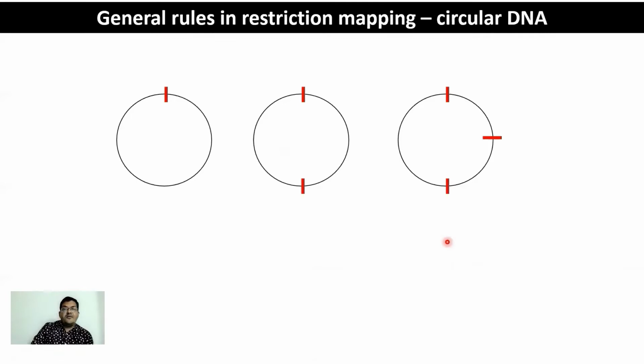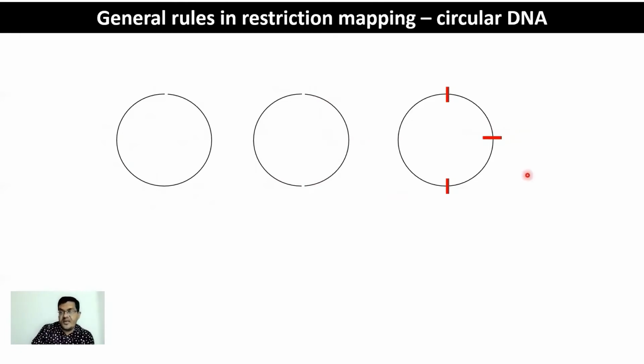And now let's talk of circular DNAs. So here is a circular DNA, and if you see, this one has one restriction site here, and when you digest this, all you get is a single fragment. Likewise, if you have 2 restriction sites on the circular DNA and you digest them, you get 2 fragments. This is the first fragment, here is the second fragment.